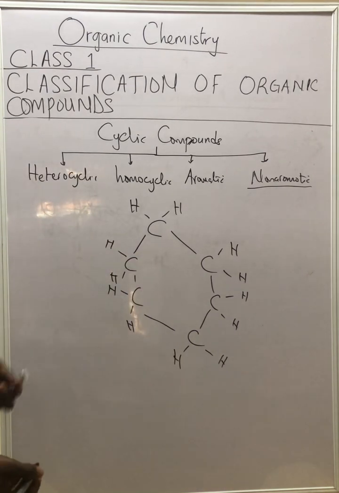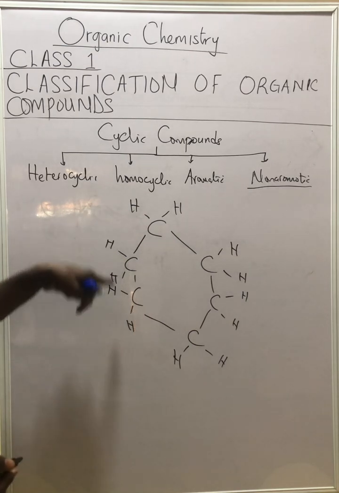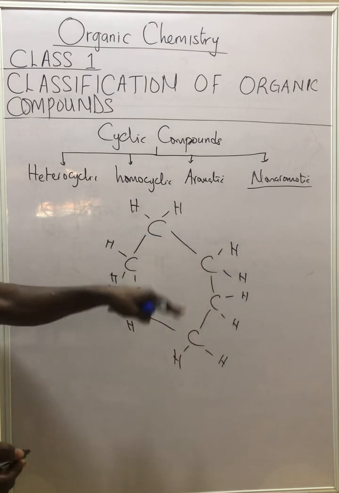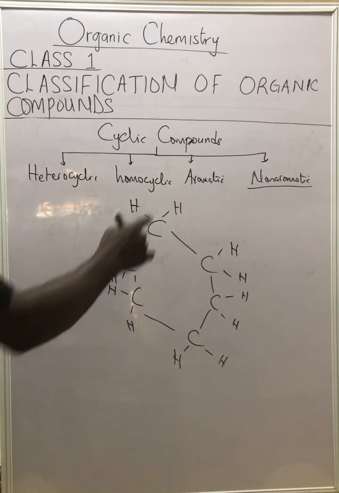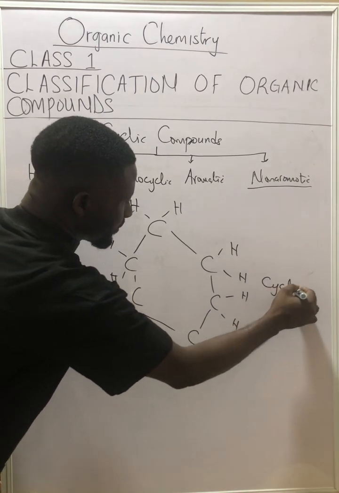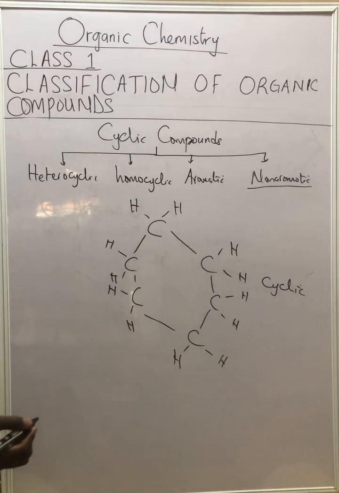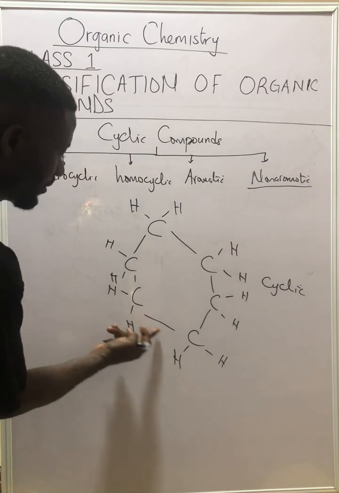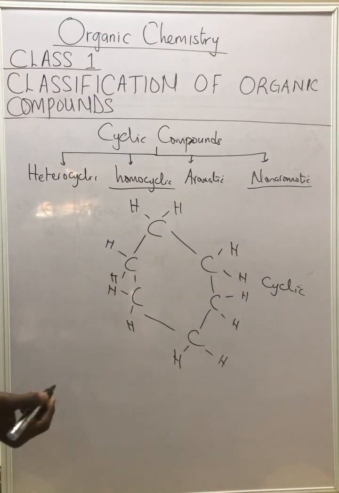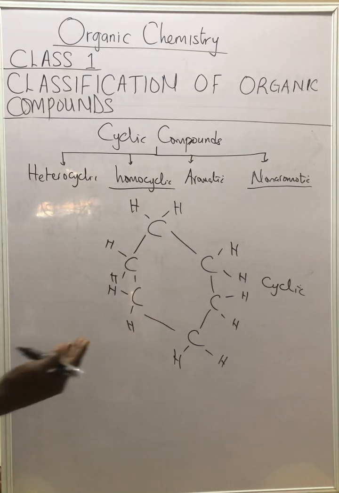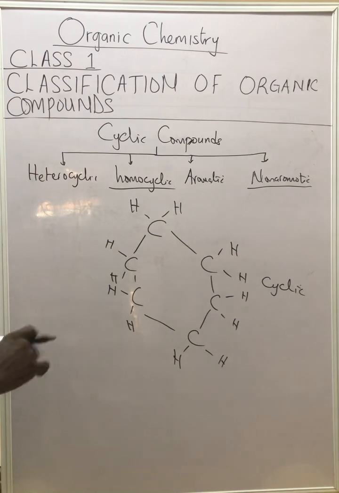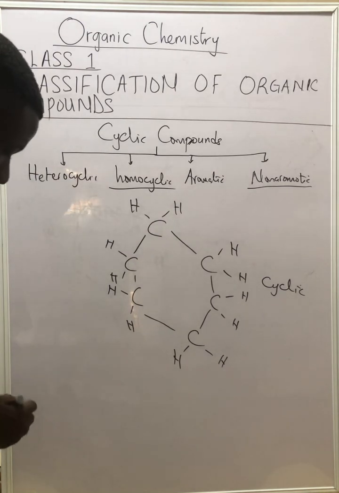You need four bonds here. So in these compounds now, it is not aromatic, but it is cyclic. Along the ring, there is only one kind of atom, carbon. It is homocyclic. So that's the thing we need to know about cyclic compounds.